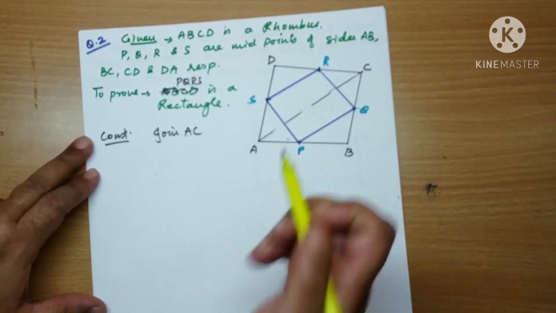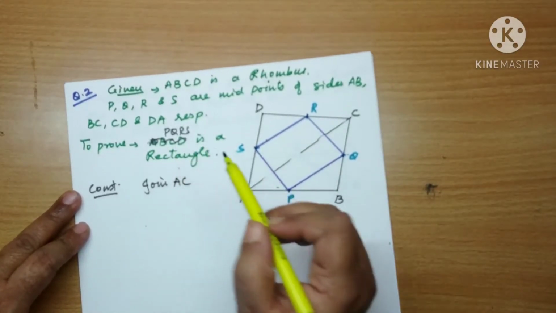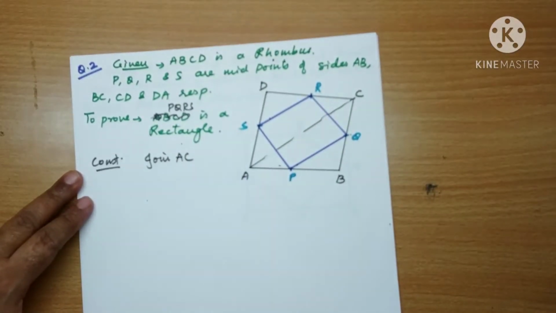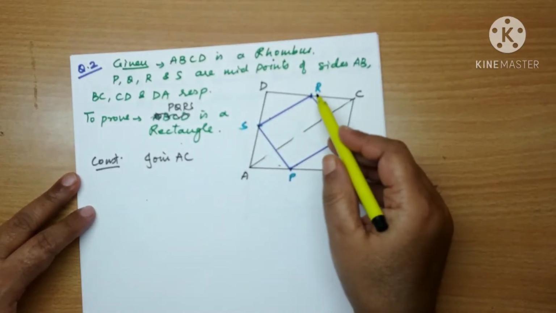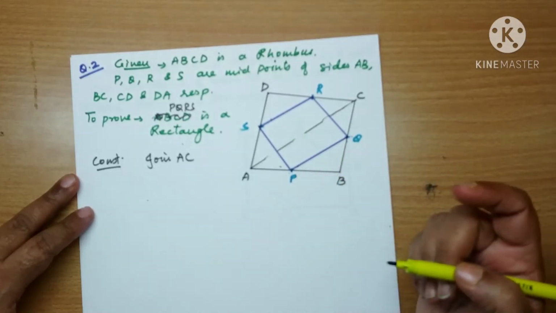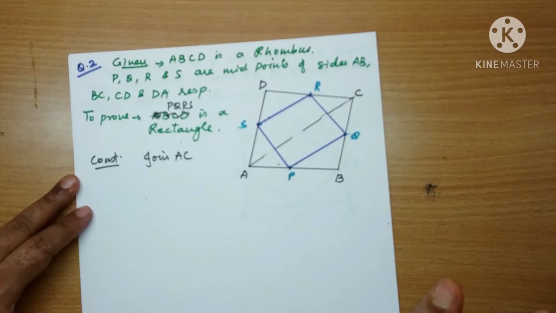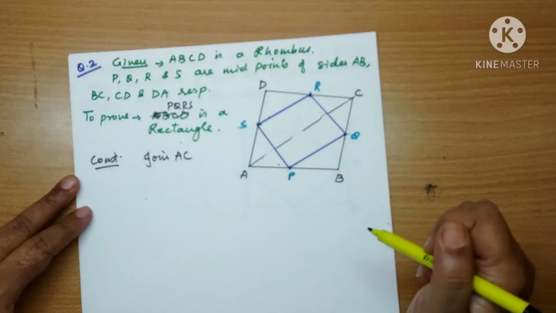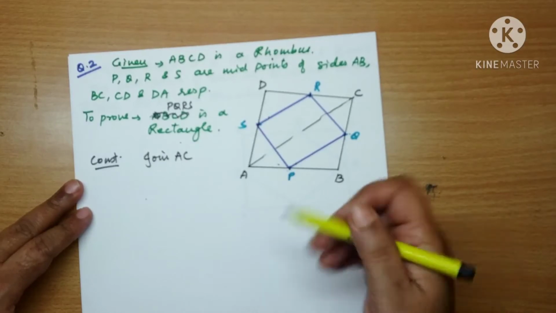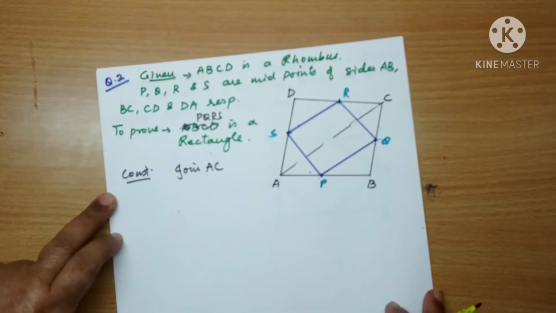Now when I have joined AC, I can prove PQRS is a parallelogram. Remember we have to prove PQRS is a rectangle. Now try and recall what a rectangle is. A rectangle is a parallelogram with one angle 90. So in order to prove PQRS a rectangle, I need to first prove PQRS a parallelogram, and then prove one of the angles of PQRS is 90 degrees, and then I can say PQRS is a rectangle. So first, how do we prove it a parallelogram? Remember in question 1, we proved PQRS a parallelogram. The same technique we are going to use here also.